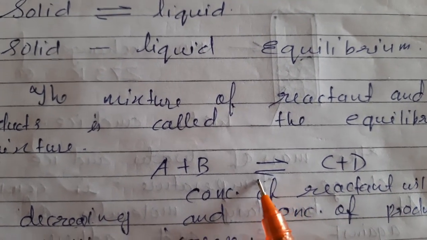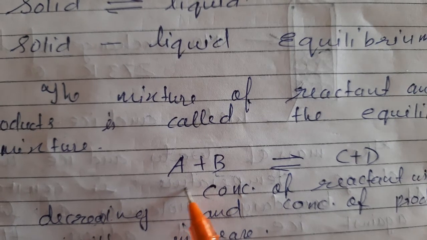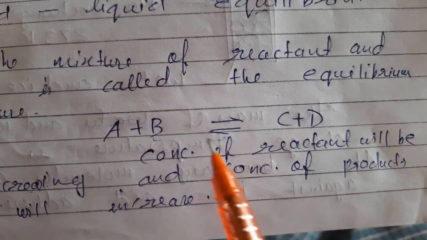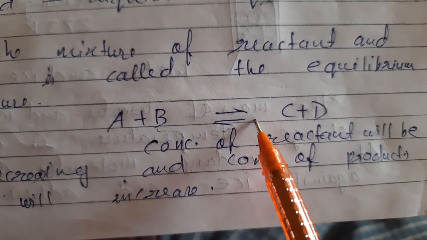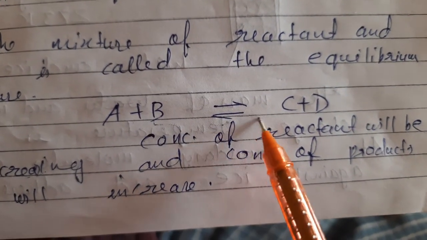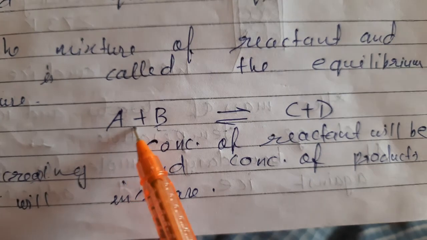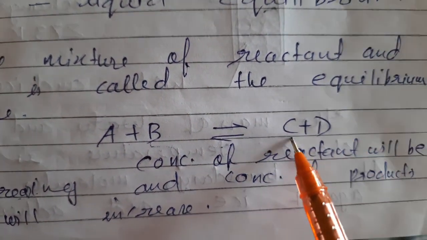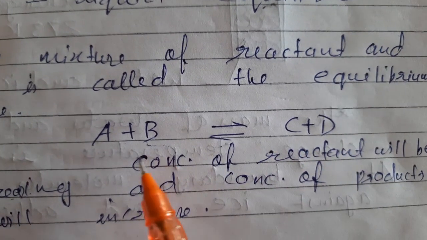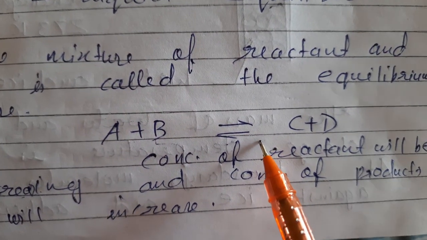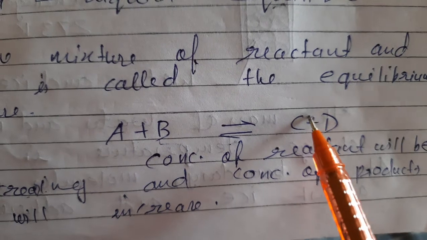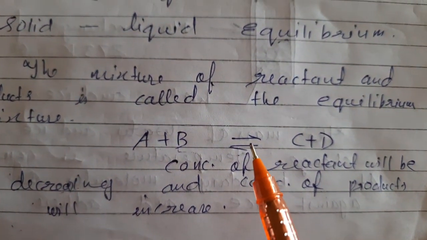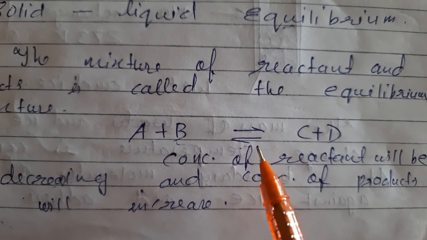Like if I write a reaction A plus B, so A plus B is the reactant and C plus D is the product. And this is the sign of equilibrium. Half arrow is the sign of equilibrium. That means A plus B going to C plus D is known as the forward reaction, and from C plus D, if A plus B is formed, that is known as the reverse reaction. Forward reaction, reverse reaction. And both are denoted by the half arrow, the equilibrium state.